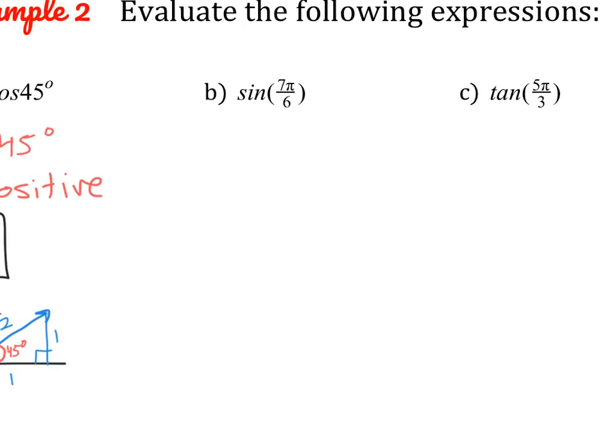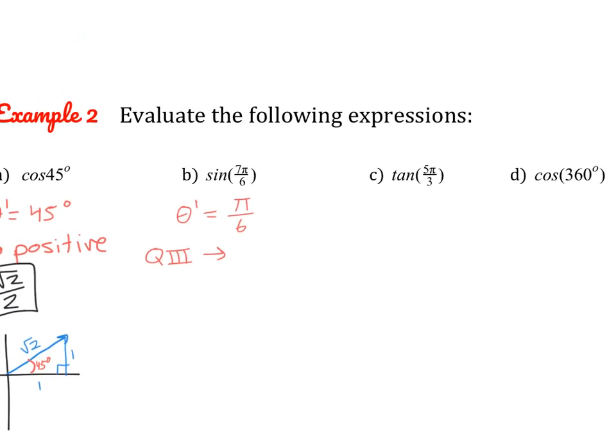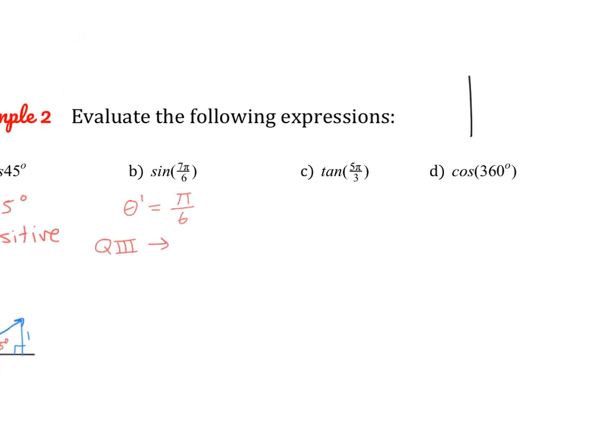All right, let's try 7 pi over 6. So when something is in radians, it's really easy to find the reference angle. Pretty much anything over 6, the reference angle is going to be pi over 6, which is also 30 degrees. Now, 7 pi over 6 is in quadrant 3. And we know that in quadrant 3, let me draw this little picture again. A, S, T, C, we know in quadrant 3 only tangent is positive. So if I'm evaluating a sine function, I know that my answer will be negative.